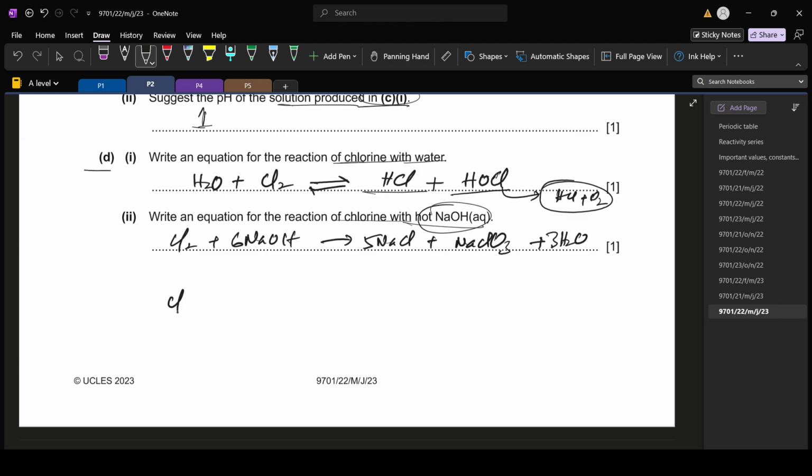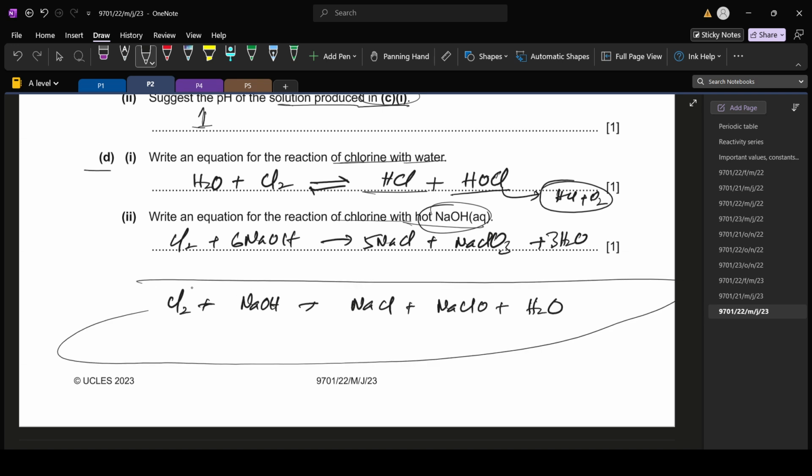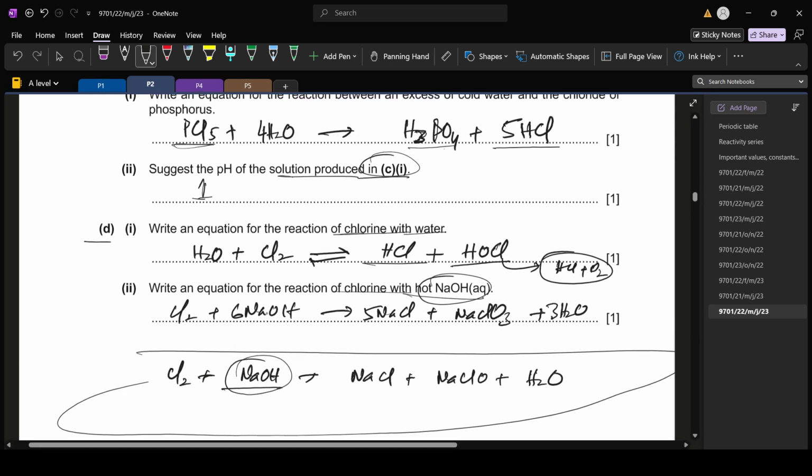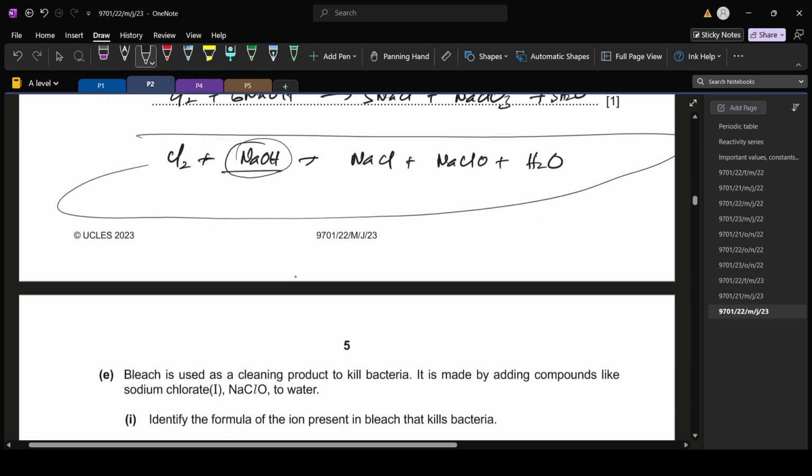And when this chlorine reacts with cold sodium hydroxide, it forms sodium chloride plus NaClO plus water. Okay. So these are your two equations for the reaction of chlorine with sodium hydroxide, but you have to see whether it's cold or hot sodium hydroxide.